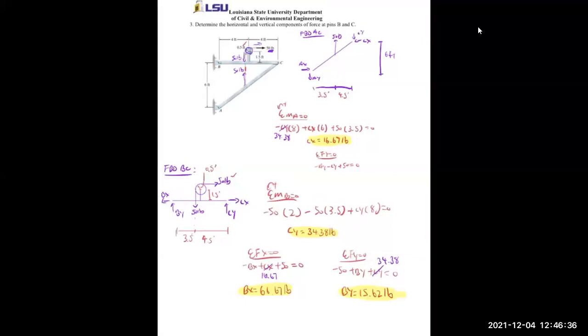Okay, all right, so I'll see you guys in problem number 4. The previous 3 problems are all the free response problems that are going to be part of the exam, which are moment of inertia, friction, and frames and machines.